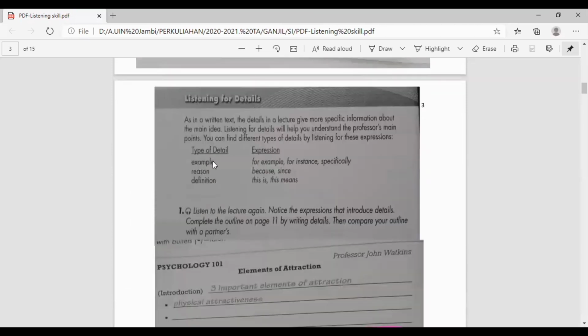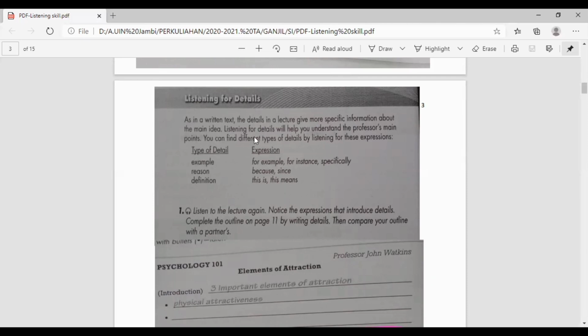Okay, so if we have a main idea, automatically a sentence will be supported with supporting details. As in a written text, the details in a lecture give more specific information about the main idea. Remember? More specific information about the main idea. Listening for details will help you understand the professor's main points. The more specific information comes after the sentence or after the main idea.